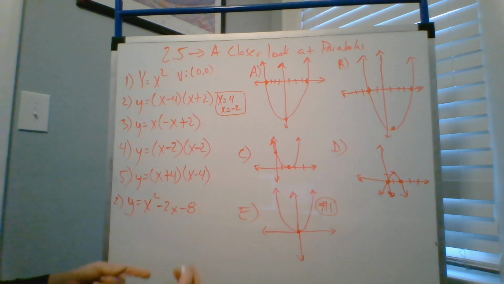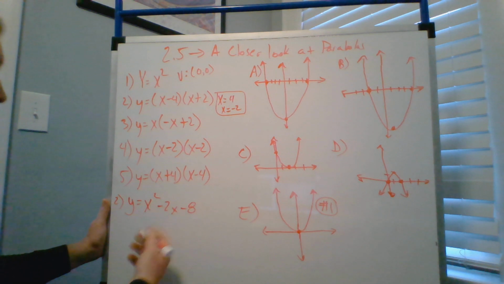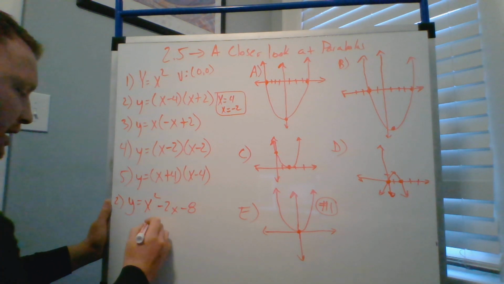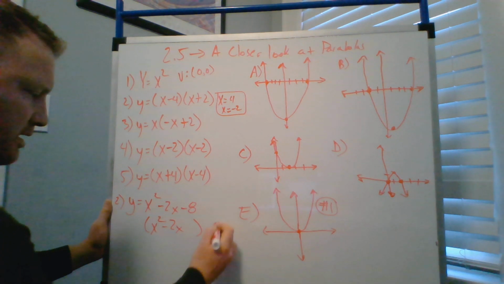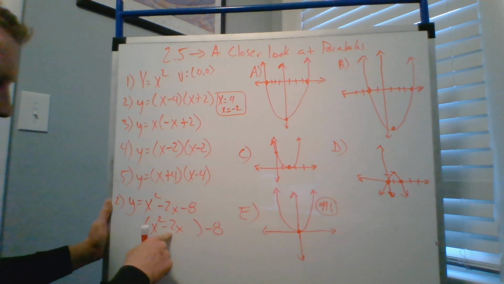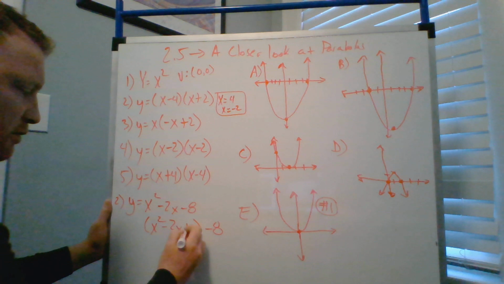Now, I want to take it one step further to find the vertex, and again, this is something I'm going to go over a little bit in the lesson. Remember, I do x squared minus 2x, parentheses, keep that guy outside. Half of negative 2 is negative 1, negative 1 squared is plus 1.